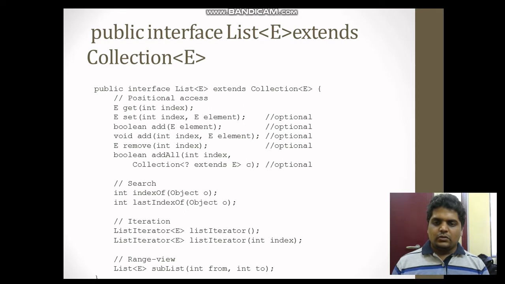In iteration, we also have listIterator, and in listIterator it contains a method in which the index is passed as a parameter. And we have range view, in which we extract the sublist from the original list, and we specify from and to. From indicates the starting index and to indicates the ending index. Now let's move to the next part.